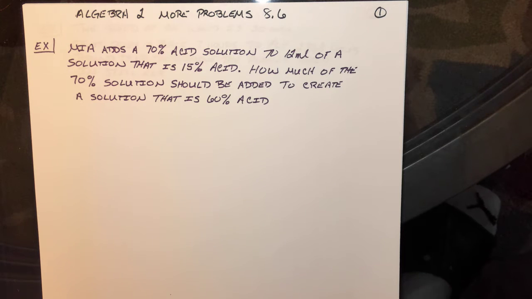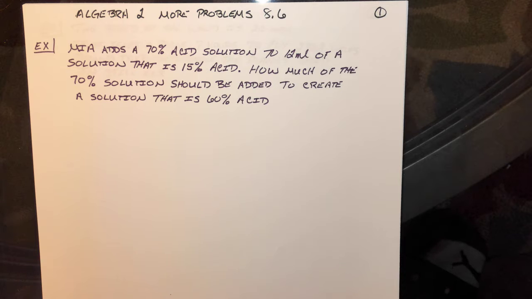Okay, we got a couple more examples here for our three types of problems with the work, the mixtures, and the distance. So we'll start here with this one. All right, Mia adds a 70% acid solution to 12 milliliters of a solution that is 15% acid. How much of the 70% solution should be added to create a solution that is 60%?